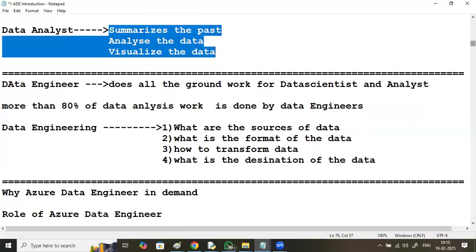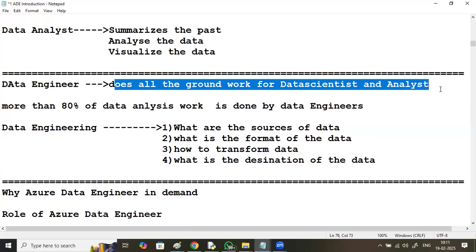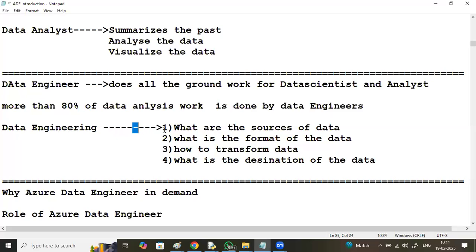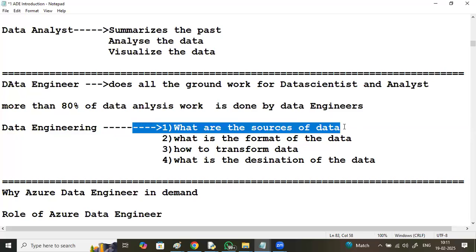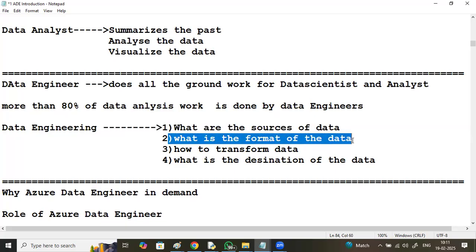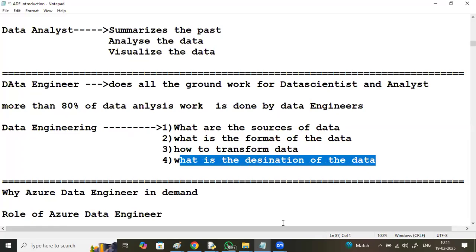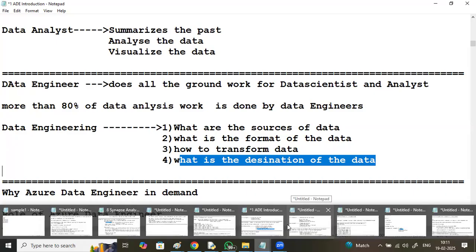So the data engineer does all the groundwork for the data scientist and analyst, because who is going to extract the data for all this? The data engineer extracts the data from the different sources. After extracting the required data, I need to filter. Loading, everything, the groundwork is done by the data engineer. More than 80% of this work is done by data engineers. Data engineering involves what the sources of data are, what the format of the data is, how to transform the data, and what the destination of the data is.